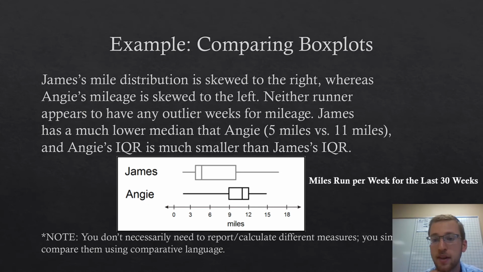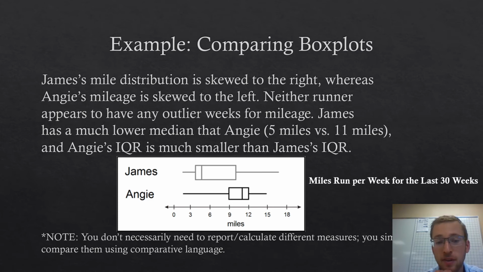Then if we're talking about center, I said James has a much lower median than Angie does, 5 miles versus 11 miles. So we can see that the middle of our box for James is 5, and for Angie it is 11 miles. And finally, for spread, Angie's IQR, that box portion of her graph, is much smaller than James's IQR. In other words, Angie's distribution is less spread out than James's. So you'll note here, you don't necessarily need to report or calculate different measures. You just simply need to compare them using comparative language. So for example, IQR, I didn't actually calculate what the IQR was for either of these. I just said Angie's IQR is smaller than that of James.